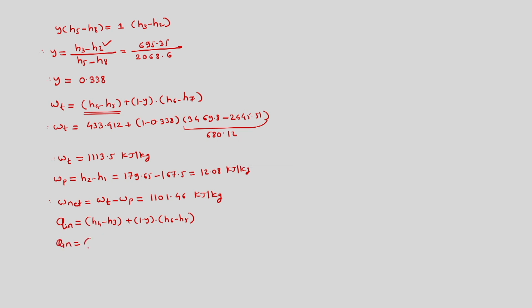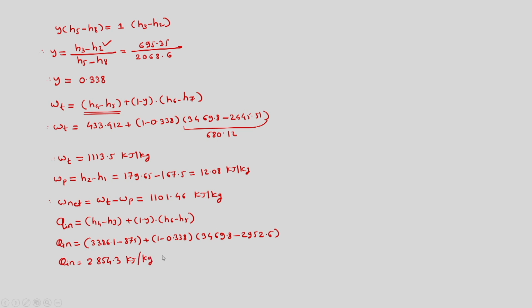So Q in is equal to 3386.1 minus 875 plus 1 minus 0.338 into H6, which is 3469.8 minus 2952.6, and this gives us Q in equal to 2854.3 kilojoule per kg.